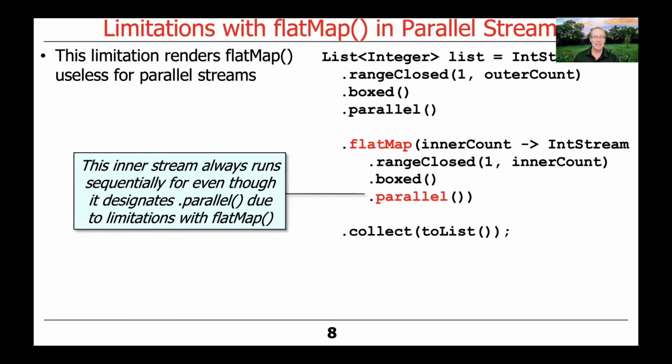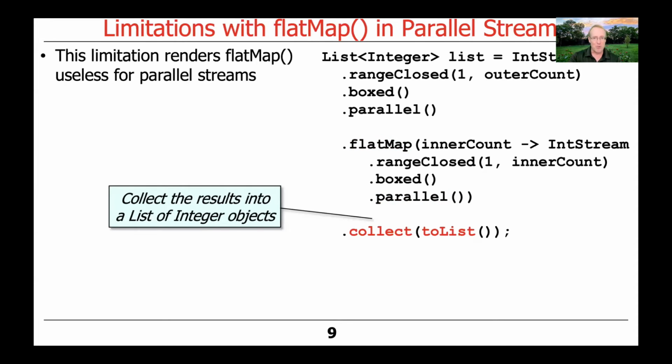The problem is that even though we designate dot parallel in this inner stream, the code is actually going to run sequentially. This is interesting for several reasons. First, it's interesting to know this so you can avoid doing it when you write parallel streams programs, in order to get better performance. And number two, it's also interesting to figure out how to demonstrate effectively and concisely that this is actually the behavior. We're going to take a look at both of those things in a minute. Okay, so that's the problem.